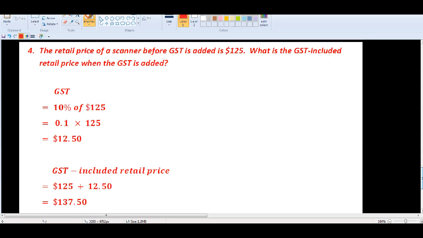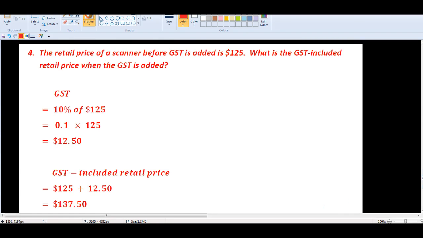Okay, so let's go for question 4. Question 4 is another new question. Again, the retail price of a scanner before GST is 125. What is the GST included retail price? So that's the term, GST included retail price. When we pay for something, you always pay the GST included retail price, when the GST is added.